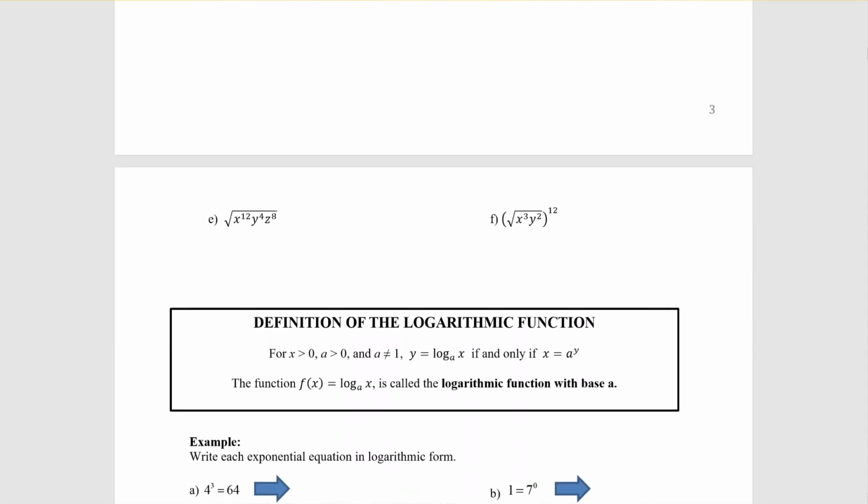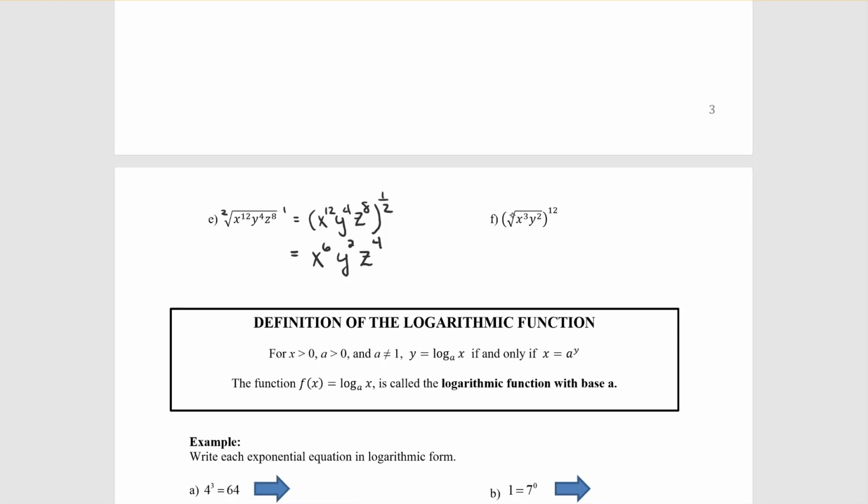And my last two on page 4, same idea. This is a square root now, so let's think of it as to the 1/2 power. I have x to the 12, y to the 4, z to the 8, raised to the 1/2 power. And then when you raise a power to a power, we multiply. So I'm going to take half of 12, half of 4, and half of 8.